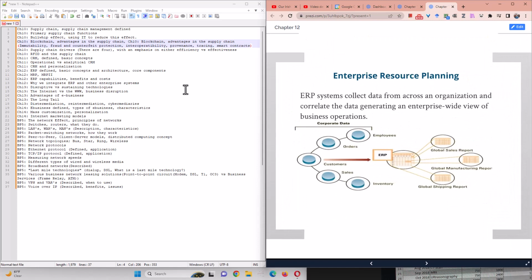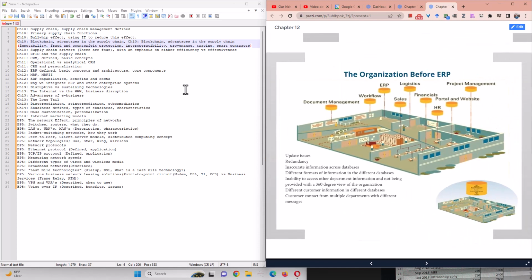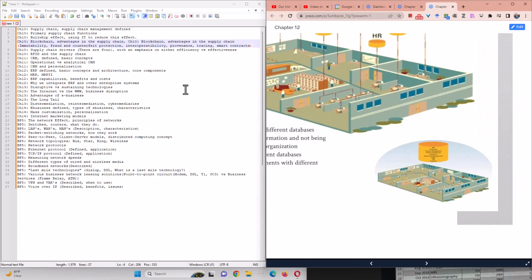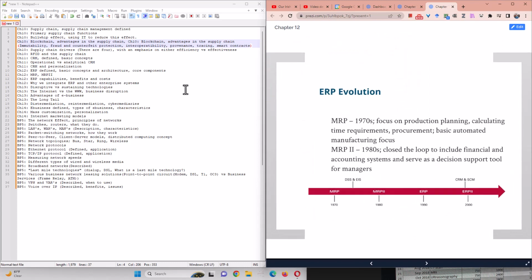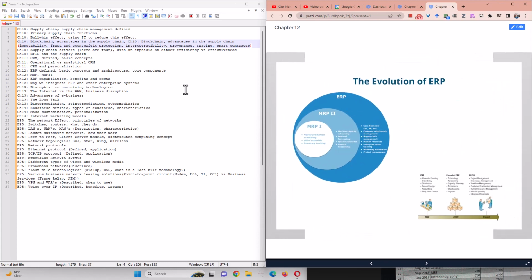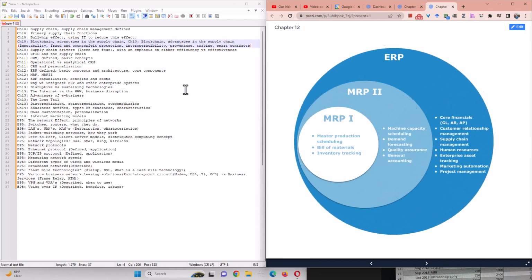We talked about the enterprise-wide view, the benefits. You should know the benefits of moving to a central database versus having all these disparate systems with different databases. You would probably be asked a question about that. Be familiar with the evolution of ERP. It evolved from MRP in the '70s to MRP2. Have a general idea of what those are, to where we are with ERP now.